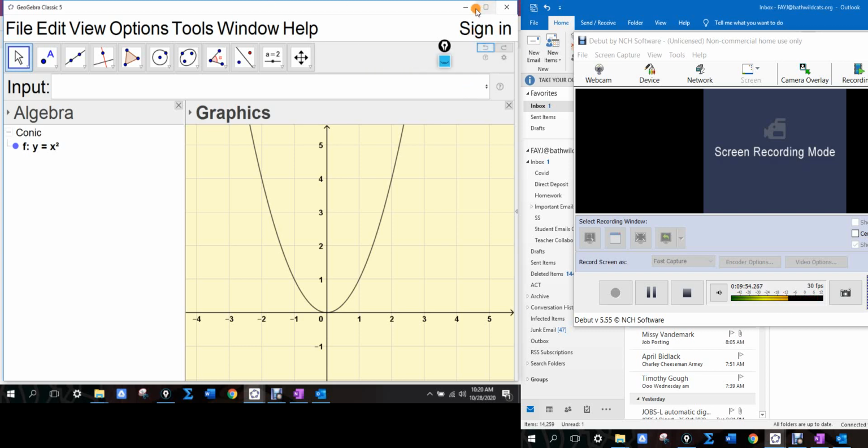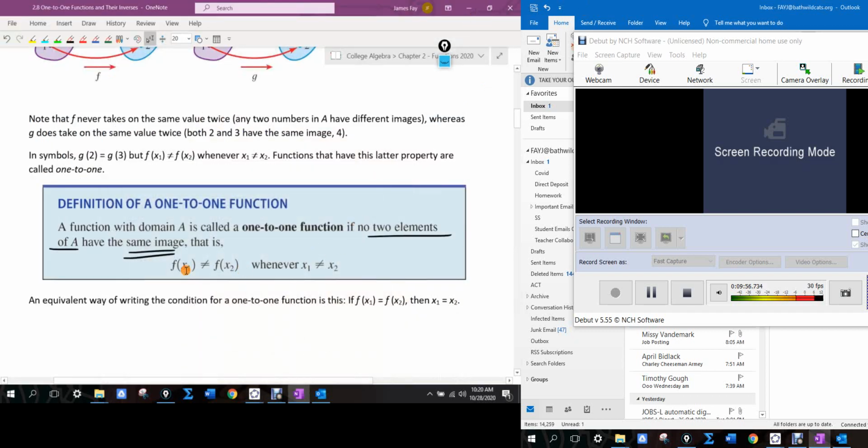Notation-wise, it says f of x sub 1 cannot equal f of x sub 2 whenever x sub 1 does not equal x sub 2. This means your y values need to be different. y1 and y2 need to be different when x1 and x2 are different. Does that make sense? An alternative way of saying it is the only time your y values can be the same is when you choose x values that are the same.